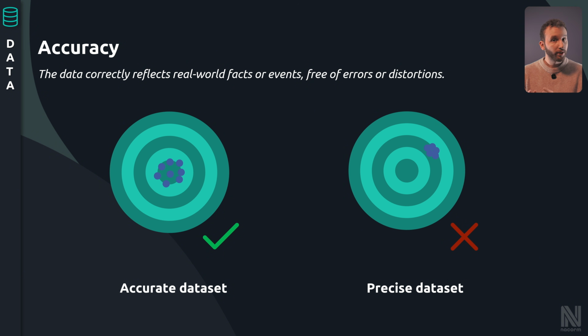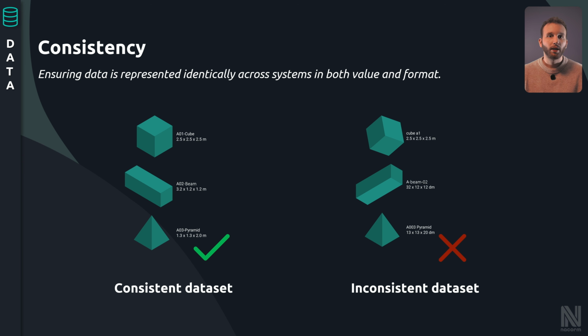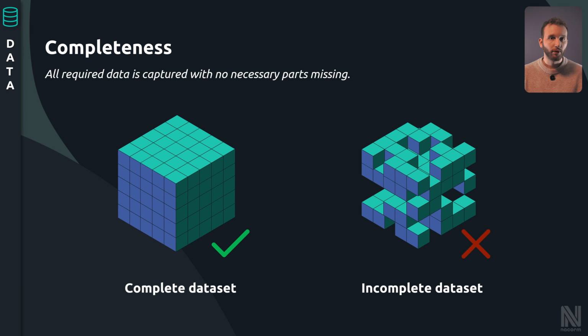site. Second, consistency. Is the data represented identically across systems? If one system calls an element A01 cube with dimensions in meters, and another one calls it cube A1 with dimensions in decimeters, you have a consistency problem. Same object, different representations.